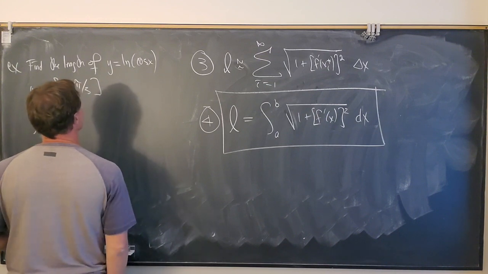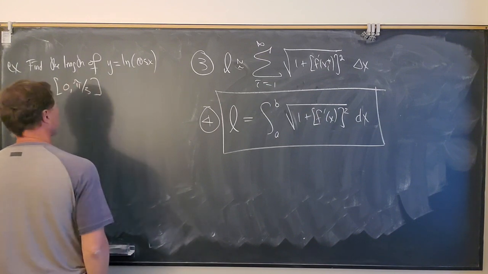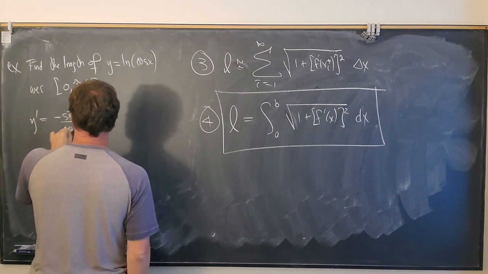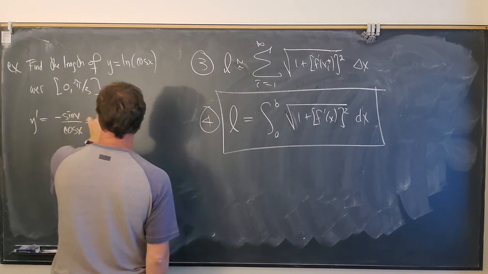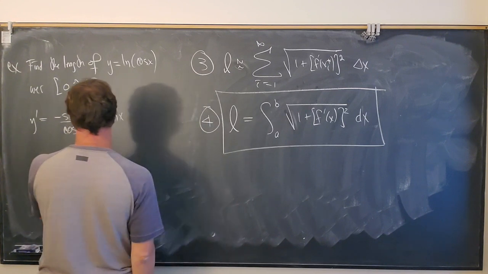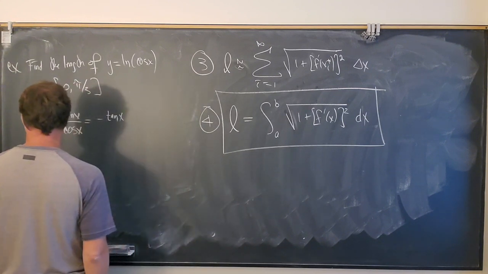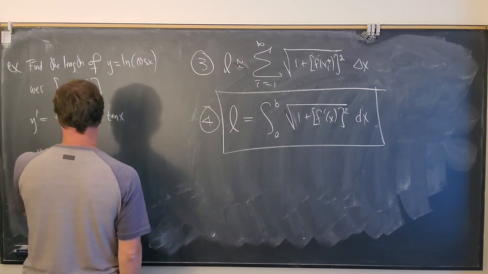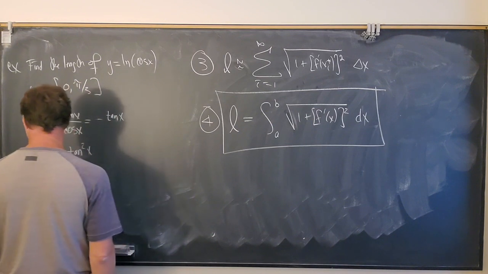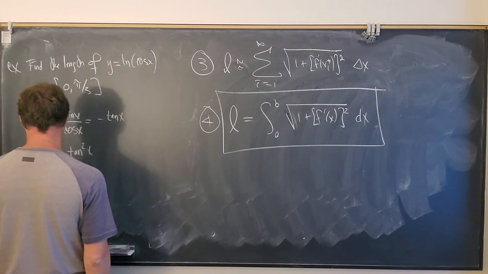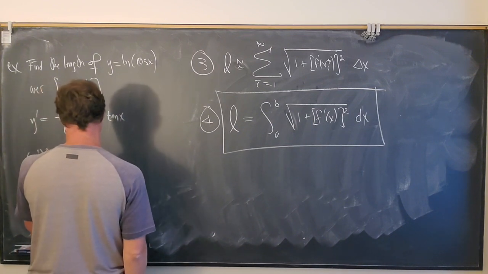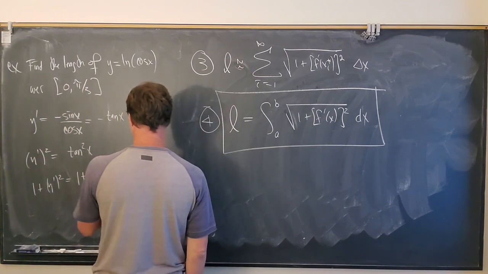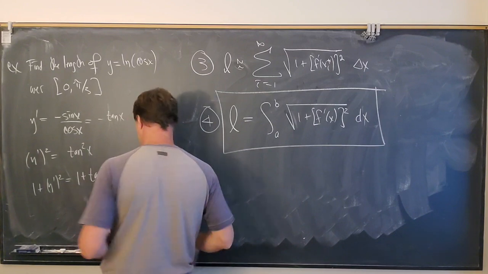So y prime is negative sine x over cosine x, which is negative tangent. And so y prime squared is going to be tangent squared, which means that 1 plus y prime squared is 1 plus tangent squared x. That's nice because that's equal to secant squared x.